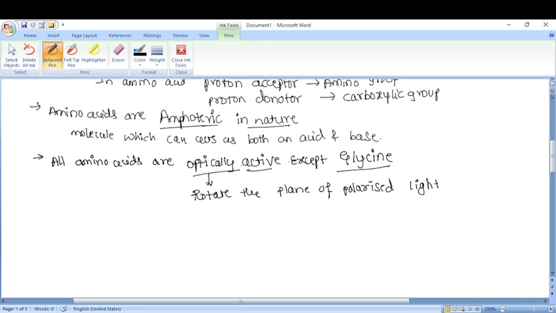Amino acids are optically active compounds, except one amino acid, that is glycine. It is optically inactive. The optically inactive amino acid is glycine. Remember this one, this is very important.